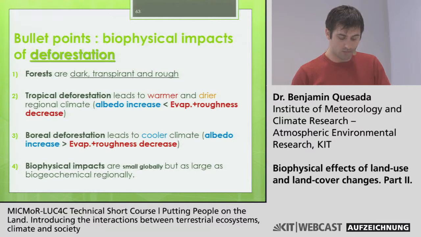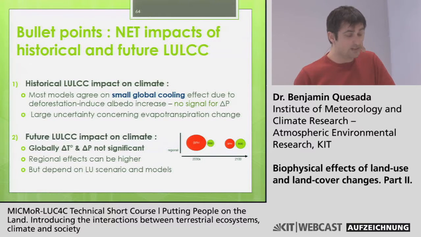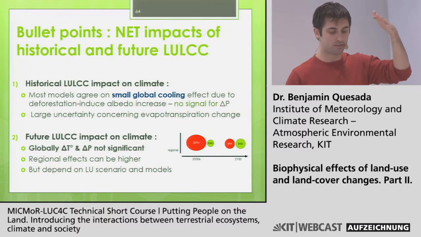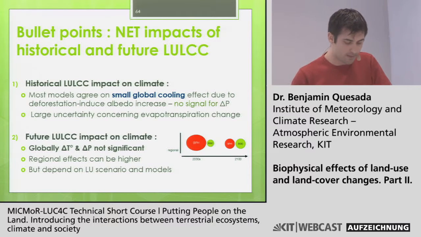Biophysical impacts are small globally, but they are as large as biogeochemical effects regionally. So they have to be taken into account in every afforestation project. For the net impacts of historical and future land use and land cover change, so biophysical plus biogeochemical: in general, most models agree on a small global cooling effect due to the deforestation of the past century that leads to a maximum 10% decrease in the warming trend. In general, no signal for the precipitation, and there is still this large uncertainty concerning evapotranspiration changes due to deforestation.